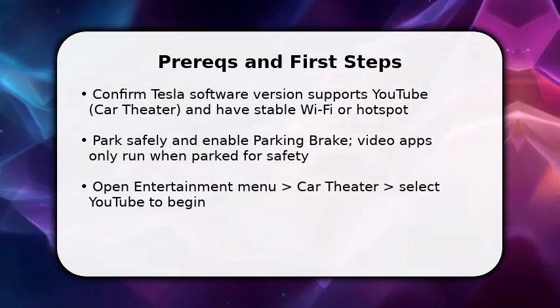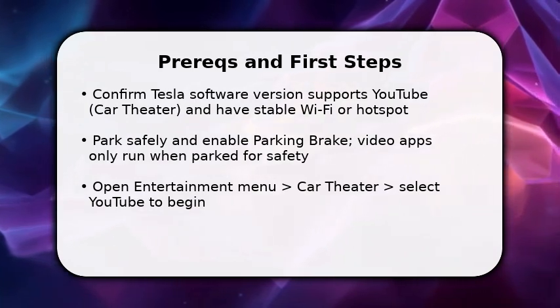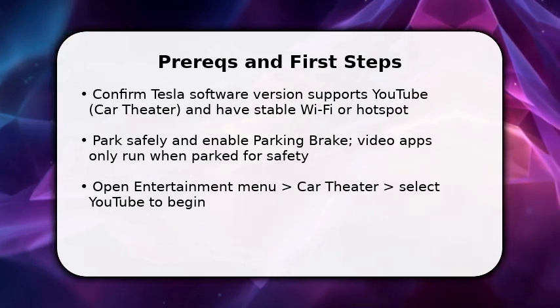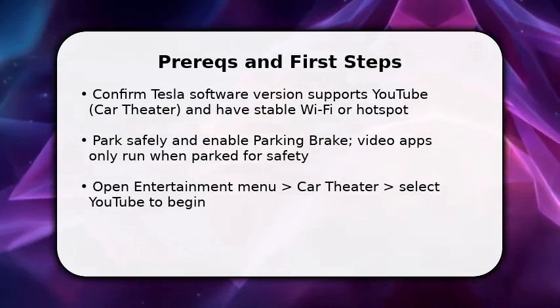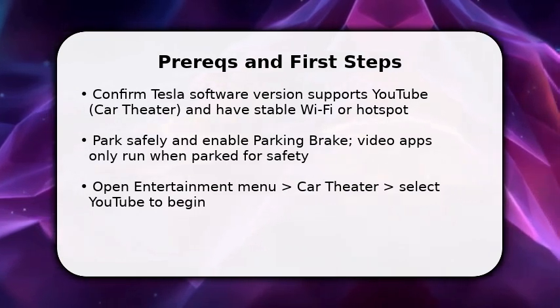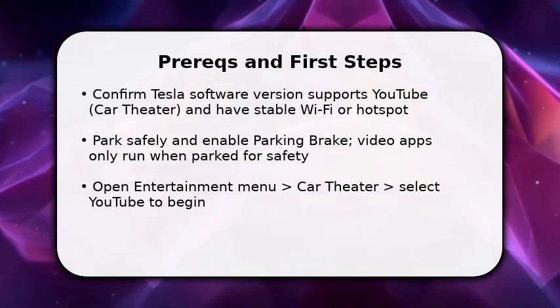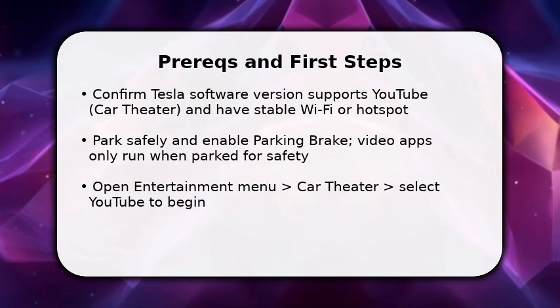Once parked with the parking brake engaged, open the top apps launcher and choose Entertainment, then Car Theater. You need to select YouTube from the list. This initializes the app and loads your account options. Make sure your screen orientation and brightness are as you want. These first steps get you into the player quickly and reliably.